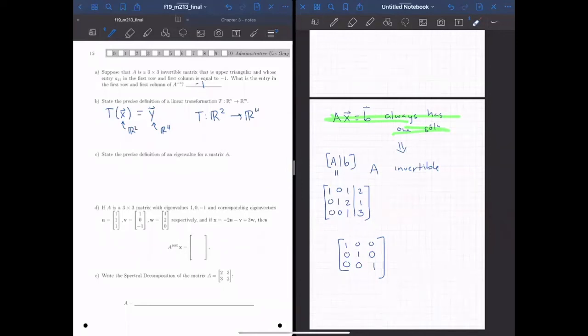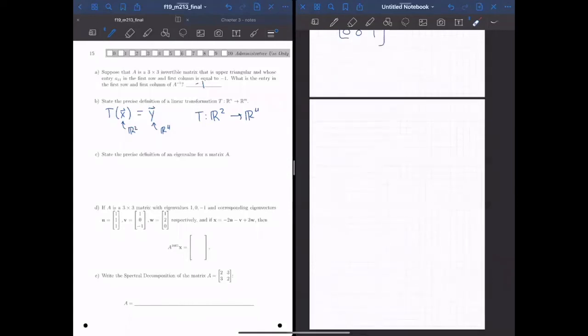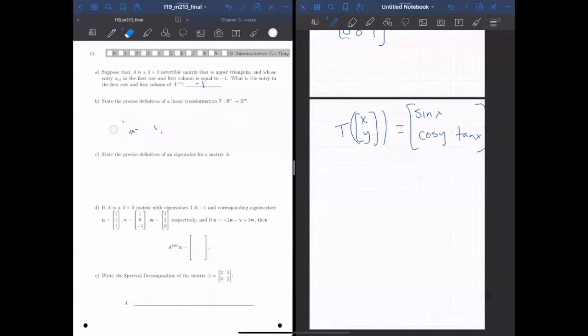Now, transformations can be really ugly. You could put a sine in there. Your transformation might be something like T of (x, y) is sine of x, cosine of y times tan of x. It could be something really ugly, and we don't consider any of those in this class. The only things we really consider in this class are what are called linear transformations.